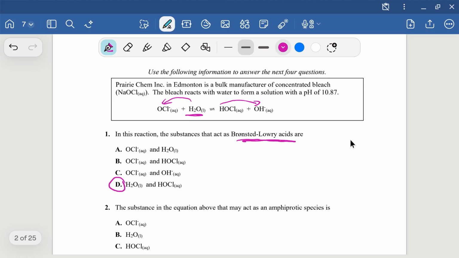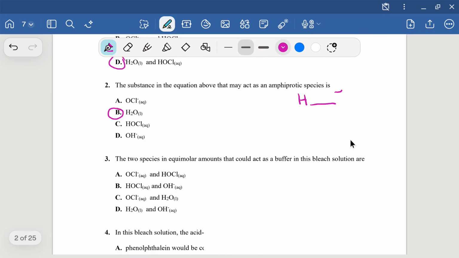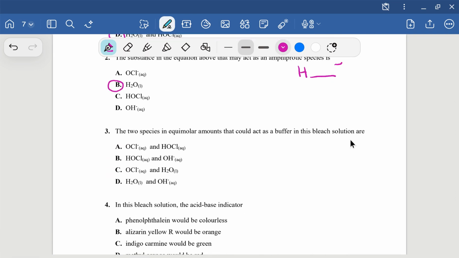The next one asks what is a substance that can act as an amphiprotic species. So amphiprotic is either water or a substance that has a hydrogen to donate and a negative, meaning that it can accept a hydrogen. So when we're looking at this one, the only choice we have is B for water. Looking at number 3, the two species in equal molar amounts that could act as a buffer in this solution. To be a buffer, you have to be a weak acid beside its conjugate base on your data booklet. So we can take away a few of these because it's either strong or not the conjugate. So the only one that would work here is A.